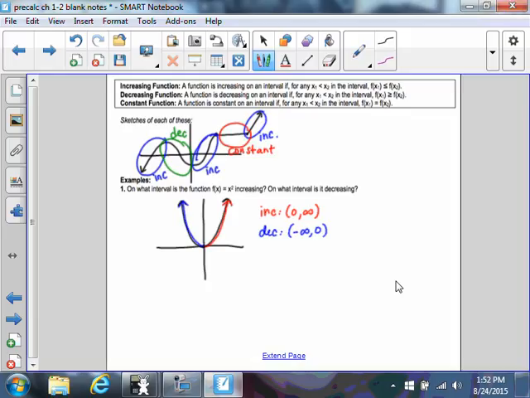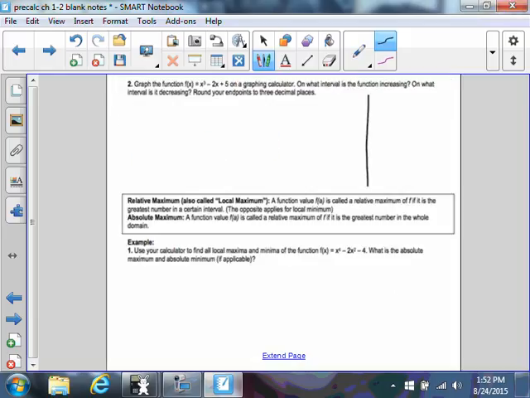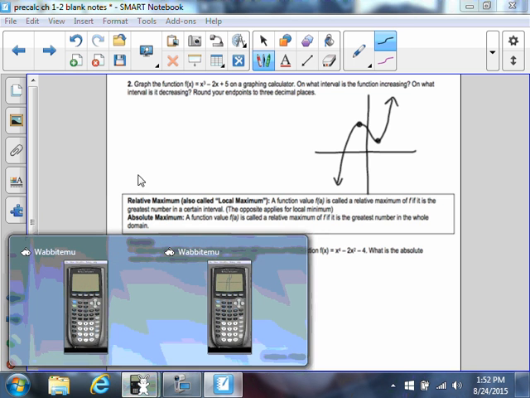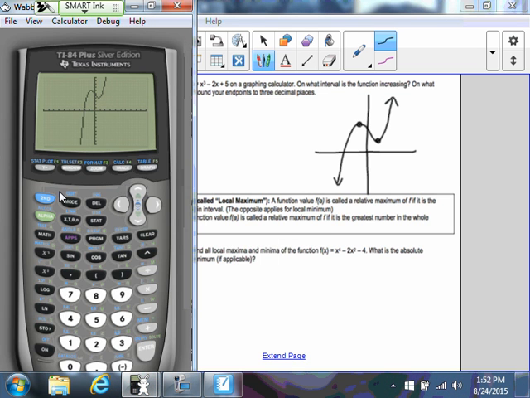And the graph looks something like it goes up and then it comes down and then it's like that, right? So we want to find this point and this point because that's where it's changing from increasing to decreasing. So maximums and minimums. We're going to do that by finding the max and min. So we're going to do a second trace. We did this last time. And let's say we want to find the minimum.